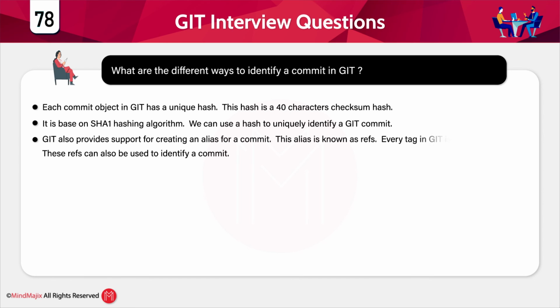Git also provides support for creating alias names. An alias is known as a reference. Every tag in Git is a reference. These references can also be used to identify commits, like HEAD, FETCH_HEAD, MERGE_HEAD. We can also give our own names to the references.